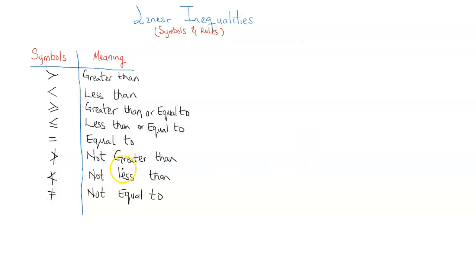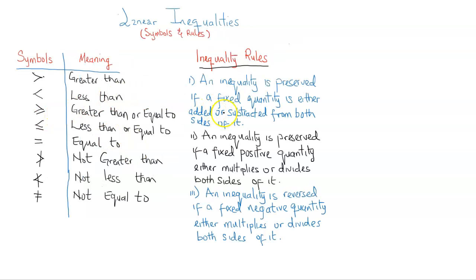The next thing we are going to consider here would be the inequality rules. We've got a number of rules. These are the rules guiding the operations on inequality. Please come with me. Here are the rules. The first rule goes thus: an inequality is preserved if a fixed quantity is either added or subtracted from both sides of it.